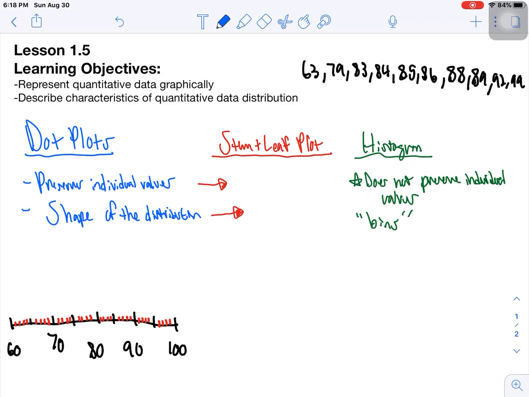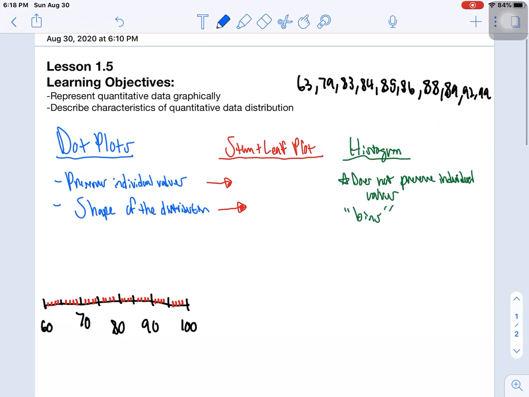Right, and then a dot plot basically is going to be for every point that you see, put a dot on your dot plot. So the first value was 63. I'm going to find 63, and I can put a little dot right above 63. We also have a 79. So I'll find 79 right there, 83, 84, 85, 86, 88, 89. So there's one little gap right there. 92 and 99.